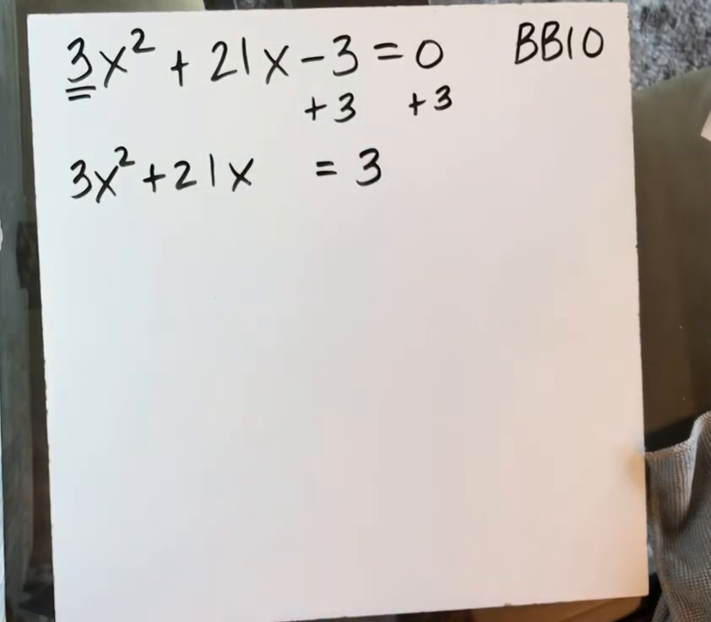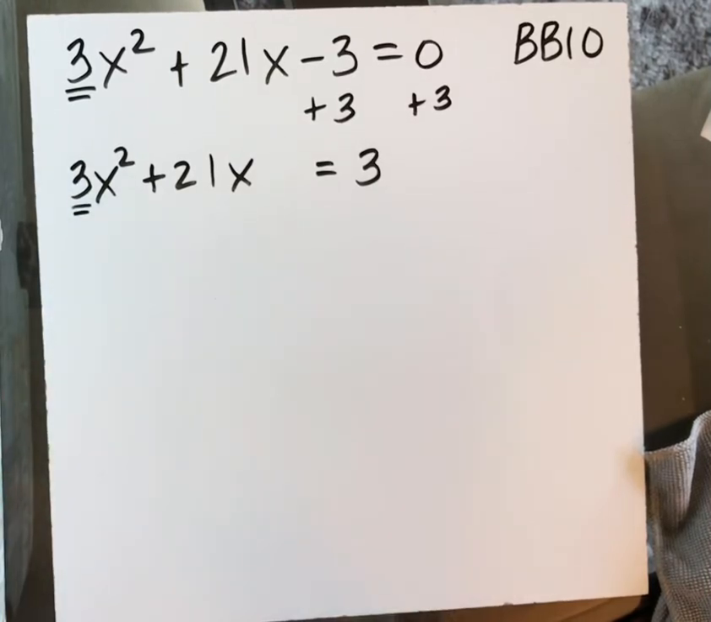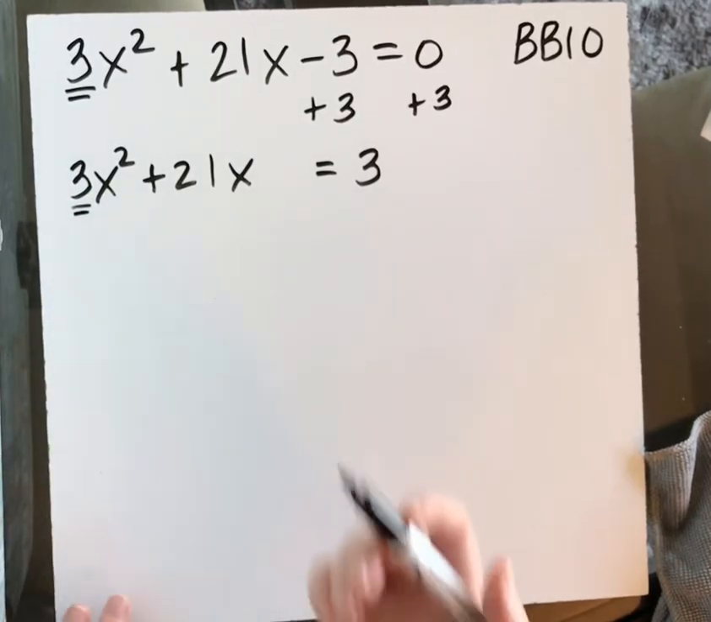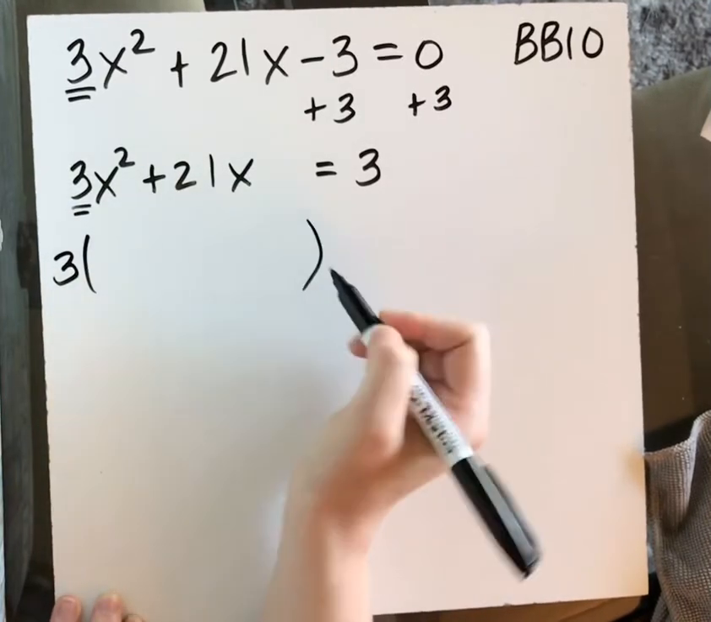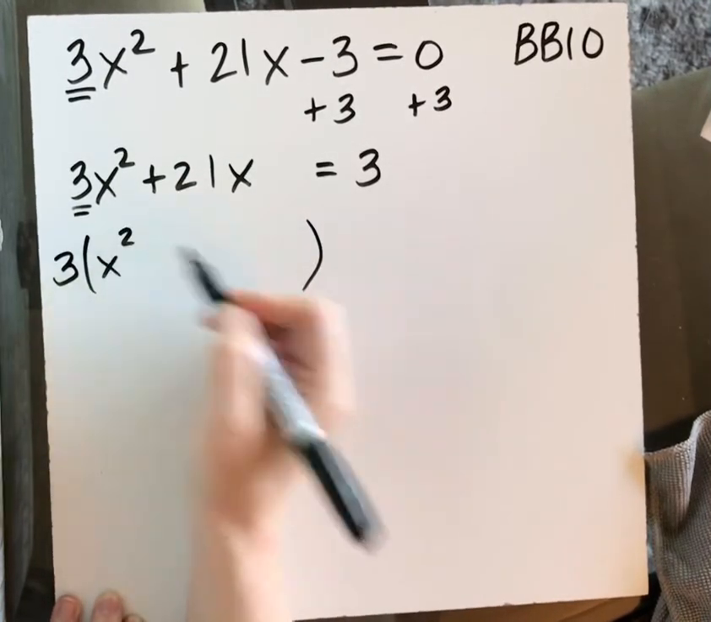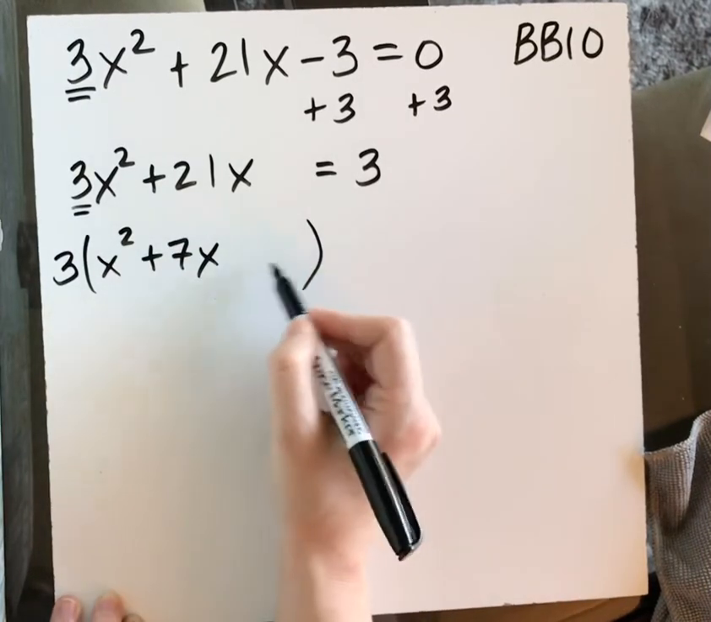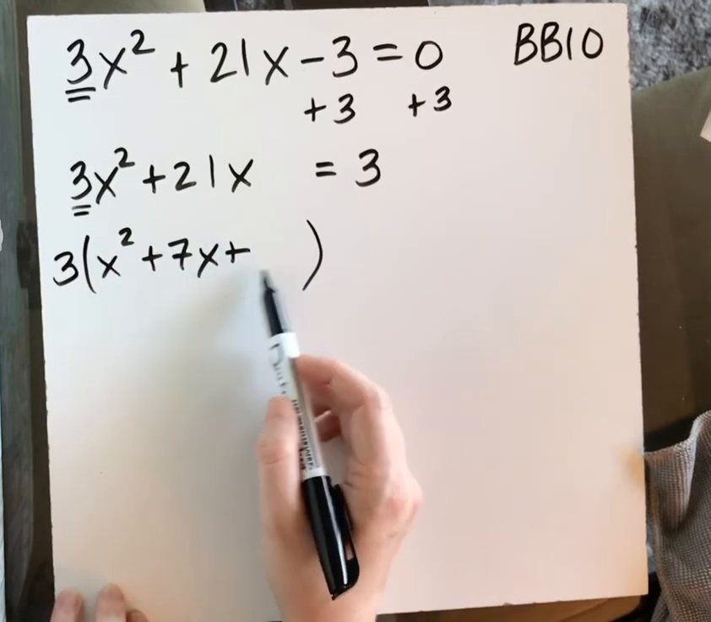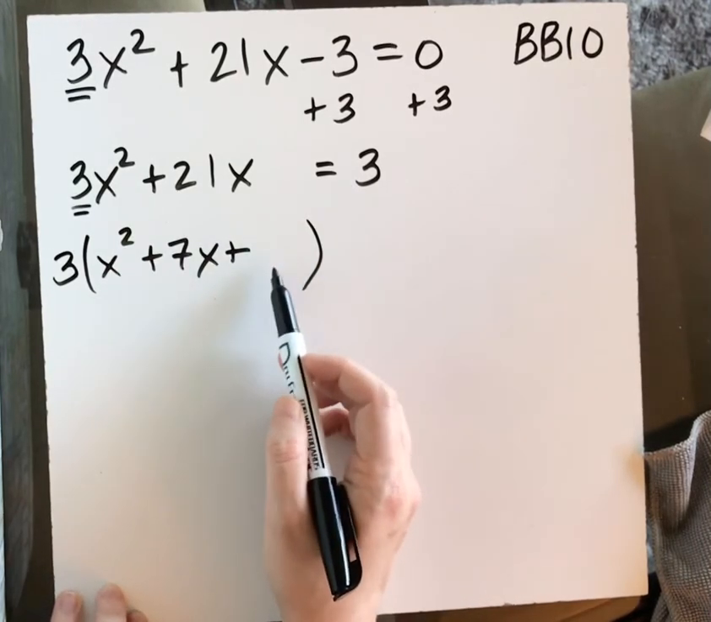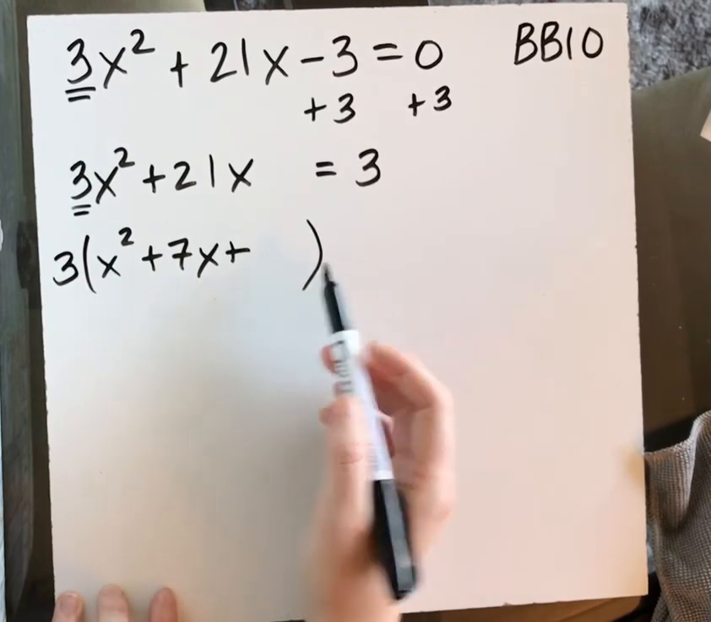Now it's really important that we make sure that we take out our a first before completing the square. So let's factor out a 3 here on the left hand side, and that'll give us an x squared plus 7x. I'm going to leave space so I can complete the square. As we talked about in the last video, our c will always be positive, because regardless if we're squaring a positive number or a negative number, it will be positive.